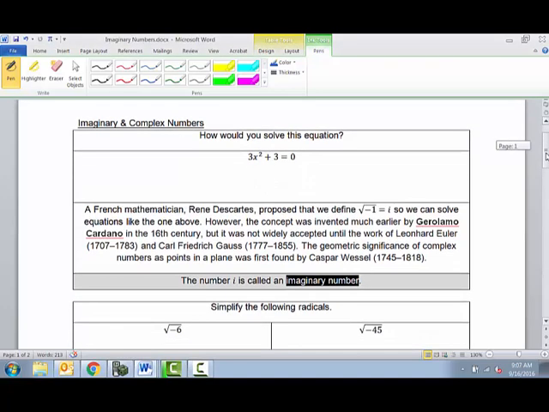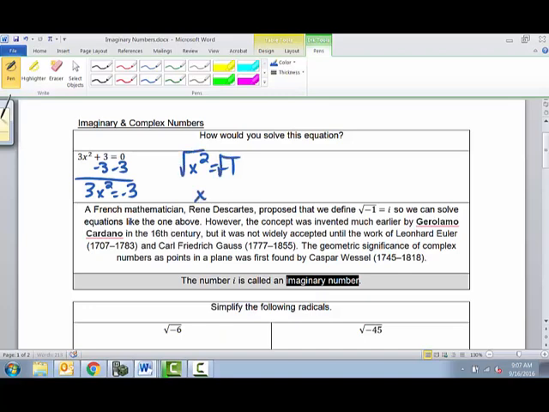Alright, next we're going to look at imaginary and complex numbers, and it sounds scary, but I promise it's not. So first we look at this, 3x squared plus 3 equals 0. How do we solve it? Well, we subtract 3, so we get 3x squared equals negative 3. We divide by 3 on both sides, and I have to get rid of the square, so I take the square root. So x equals the square root of negative 1. But we can't take the square root of negative numbers.